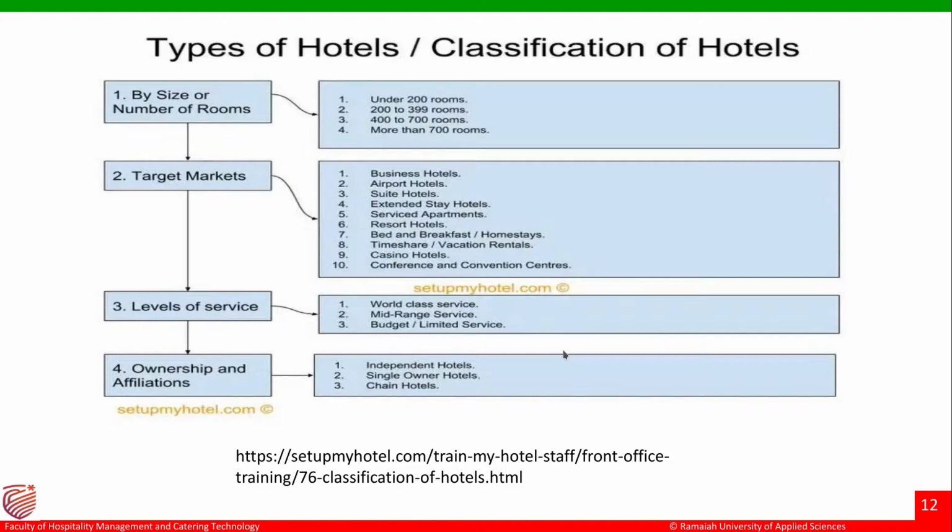Now, in this image, we can see that hotels are classified based on four elements. One is by size or number of rooms. So, by size or number of rooms here, it means based on number of rooms the hotel has, it is categorized into four. One is under 200 rooms, which is known as small category of rooms. 200 to 399 is known as medium category. 400 to 700 is known as large category of hotel, and then more than 700 rooms is known as mega category of hotel.